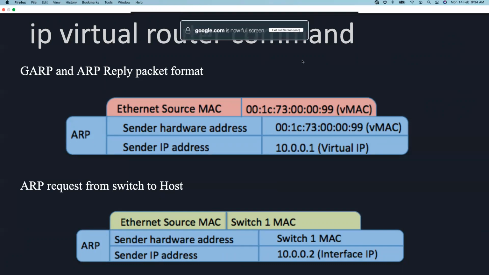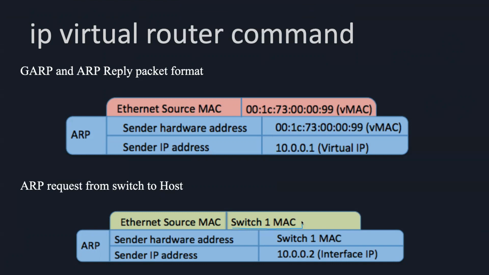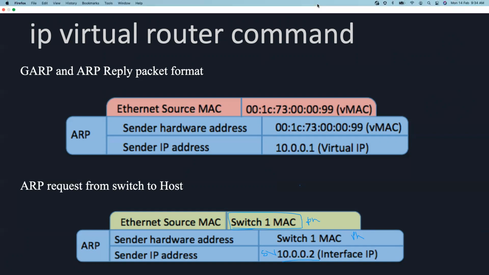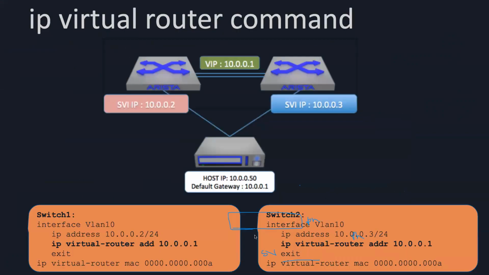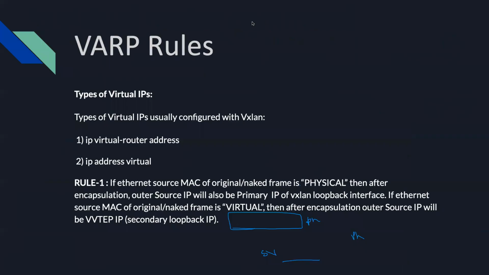As we can see here, the Ethernet source MAC is the physical MAC, the switch 1 physical MAC. The sender hardware address is also physical, and the sender IP address is the physical IP of the interface, the VLAN SVI. So we have two IP addresses, as on the previous slide: this is physical and this is virtual. When the switch has to send out an ARP request, it will use the physical IP address and physical MAC.